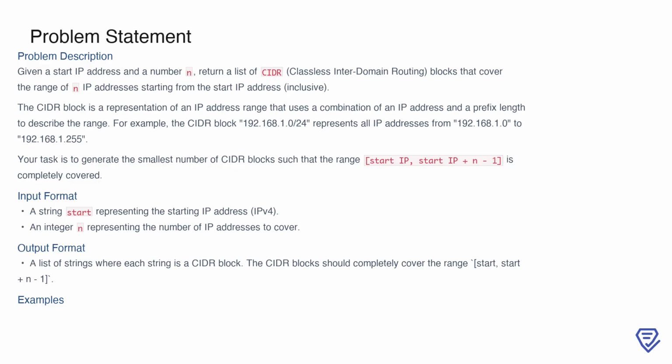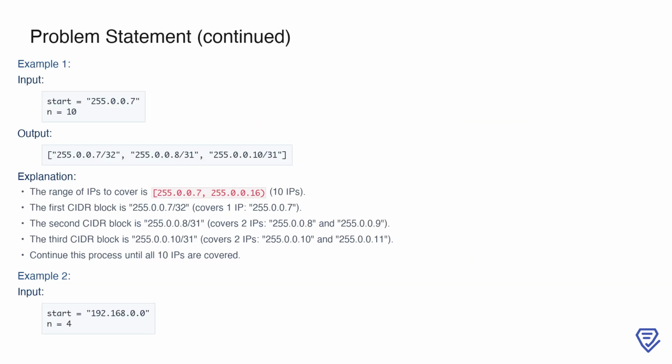Given a starting IP address and a number n, which specifies the count of IPs to include in the range, we need to determine the smallest number of CIDR blocks that fully cover the range from the starting IP up to the nth address. The input will include the starting IP as a string and the count n as an integer, and the output will be a list of CIDR blocks that meet these requirements. Let's consider an example to clarify the task.